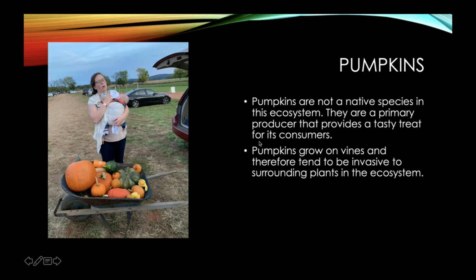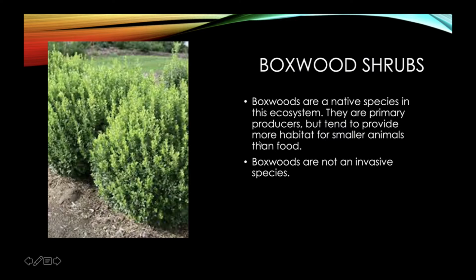Pumpkins are not a native species in this ecosystem. They're a primary producer that provides a tasty treat for its consumers. Pumpkins grow on vines and therefore tend to have invasive properties, and they can kill off the plants surrounding them in their ecosystem. Boxwood shrubs are a native species in the ecosystem. They're primary producers, but they tend to provide more habitat for smaller animals than they do food. Boxwoods are not an invasive species.